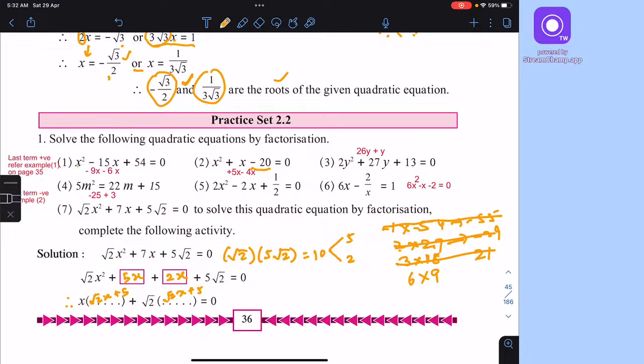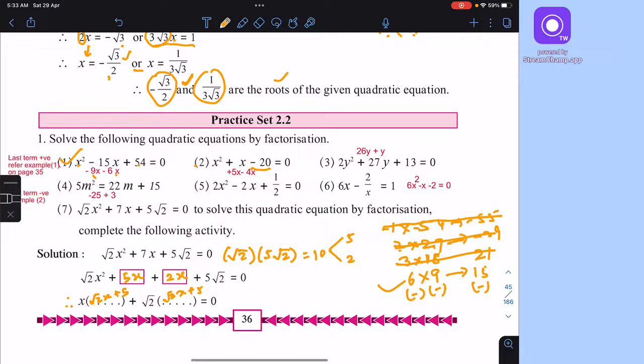And 6 and 9, that gives you 15. So if you write 6 as negative and 9 also negative, you are getting minus 15. So this is the useful pair. So here minus 15 is to be split as minus 9 and minus 6. So x square minus 9x minus 6x plus 54 equal to 0. And then pair them and take common. You can complete it.